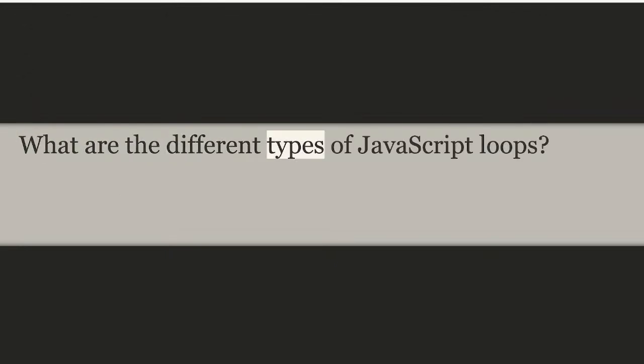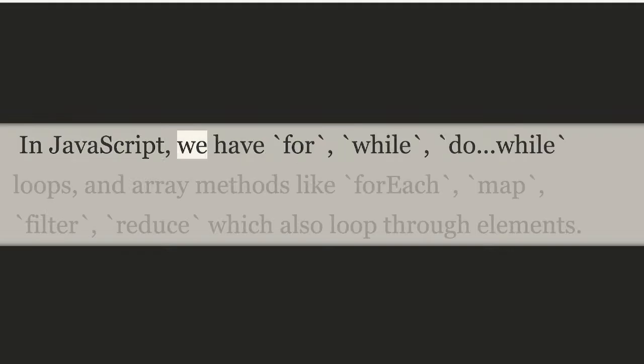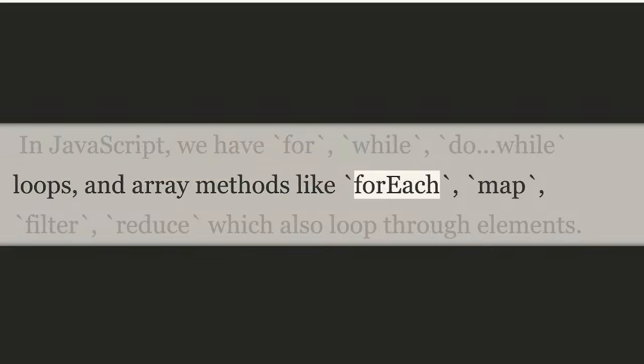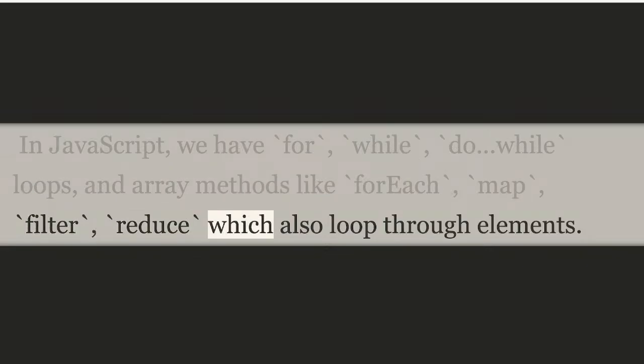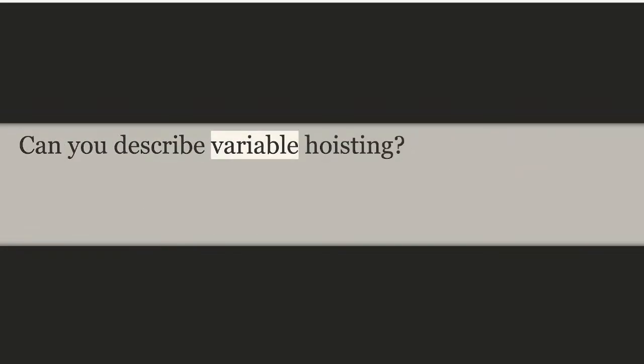What are the different types of JavaScript loops? In JavaScript, we have for, while, do-while loops, and array methods like forEach, map, filter, reduce which also loop through elements. Can you describe variable hoisting?